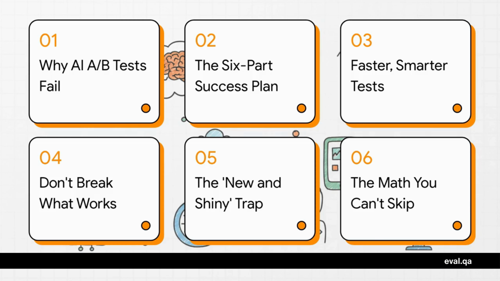Okay, so here's our game plan for getting through this minefield. First, we'll pinpoint why these tests go wrong. Then, we'll lay out a 6-part success plan. We'll get into how to test smarter and faster, how to build in safety nets, how to dodge that new and shiny trap, and we'll wrap up with the essential math that makes the whole thing trustworthy.